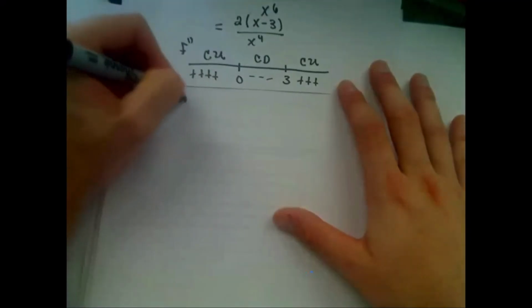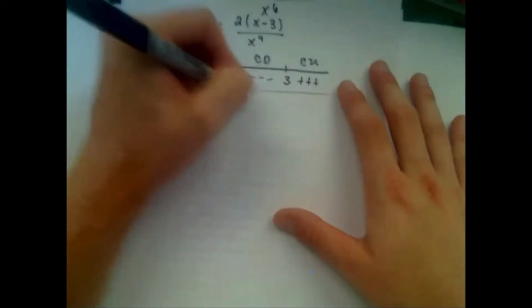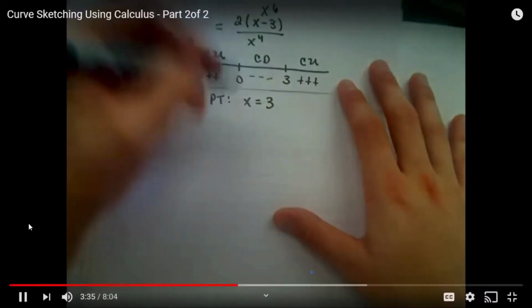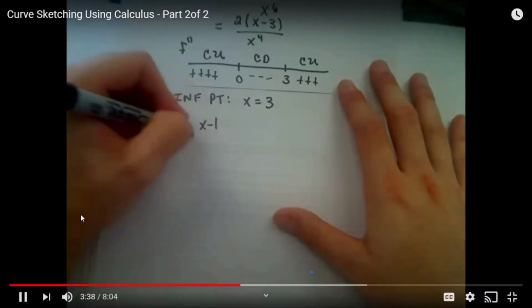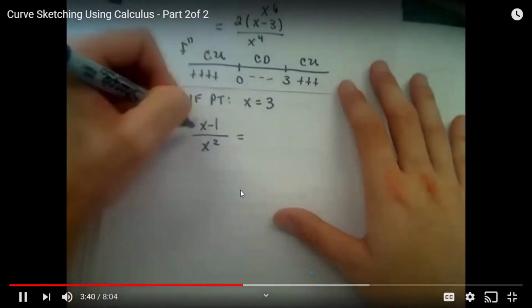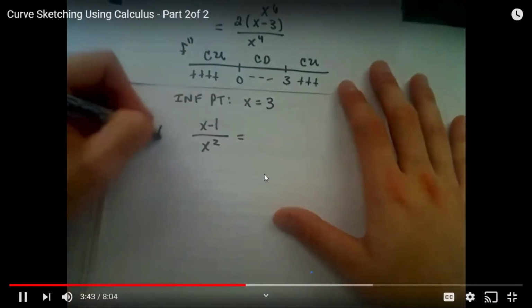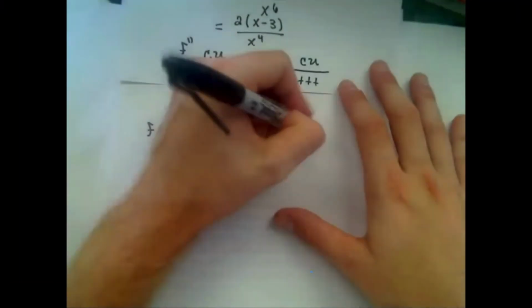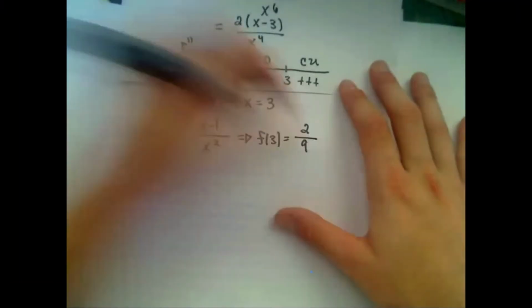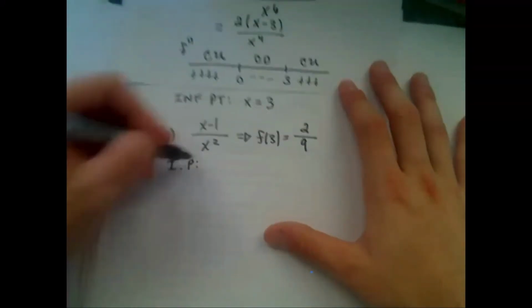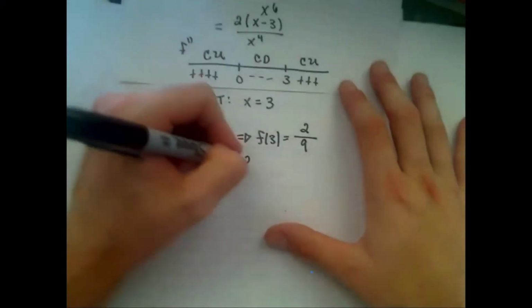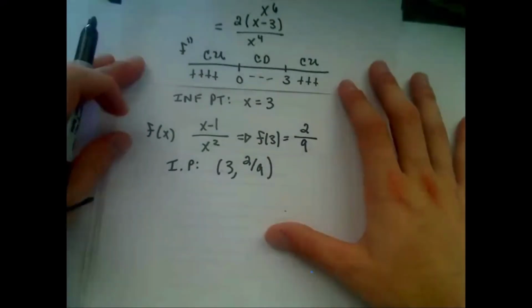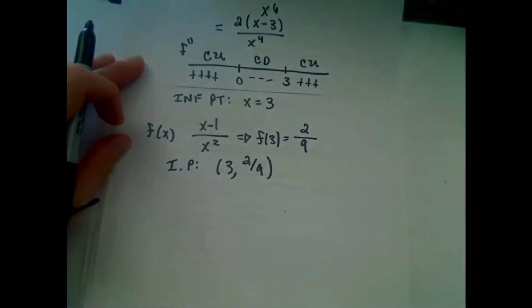So the inflection point corresponds to the x coordinate of 3. And again, if you think about the original function, x minus 1 over x squared, if you plug 3 in, what are we going to get out? It looks like 2 over 9. So our only inflection point will be at the point 3 comma 2/9. And now I think we have just about everything we need to sketch a nice little graph here.